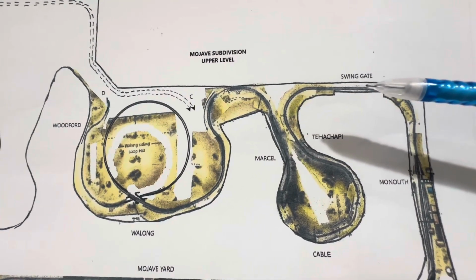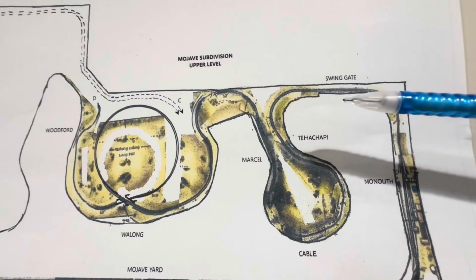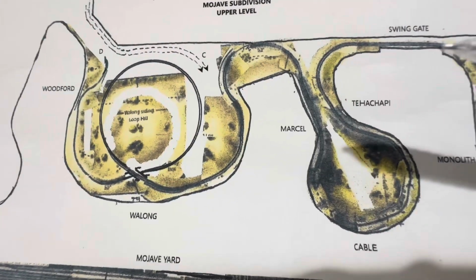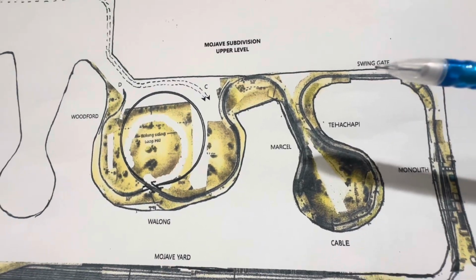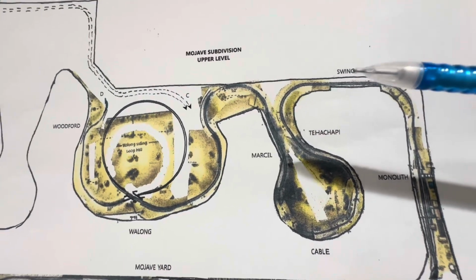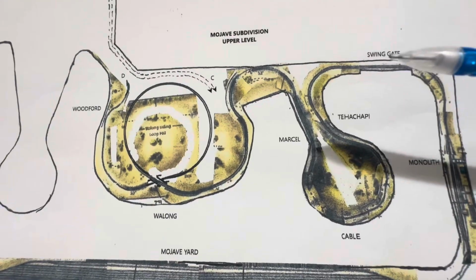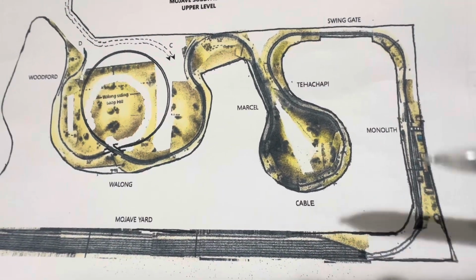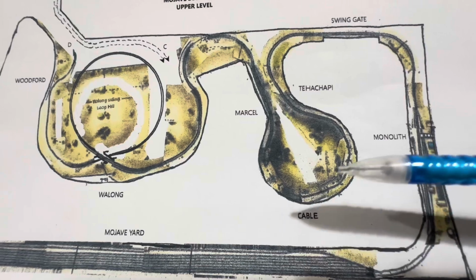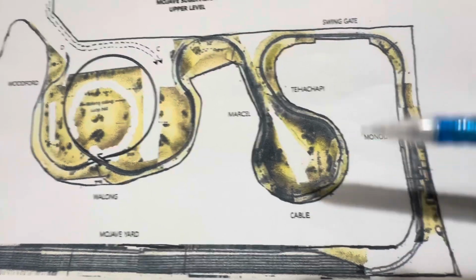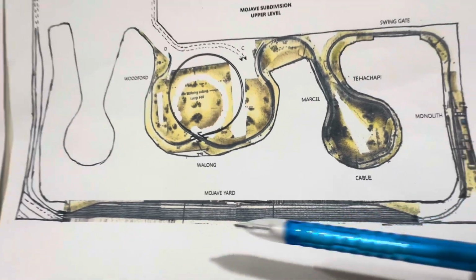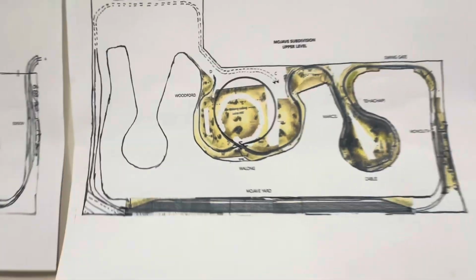It's going to come across a swing gate here, which will be pretty good height, about 50-some inches, about light switch level, just above the light switches. So I probably could just duck under it, but it's going to have a swing gate too, just in case. It'll pass the town of Monolith. And again, this will be double track from just past Cable on Monolith. It'll come into Mojave Yard on the upper level.